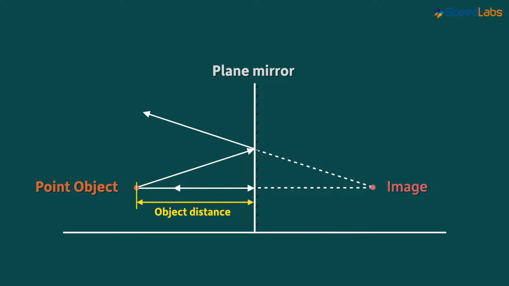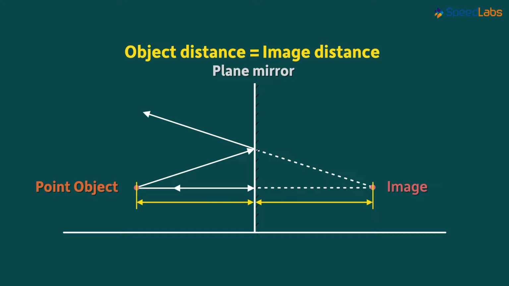But wait, there's something interesting here. Measure the distance between the object and the mirror and the distance between the image and the mirror. We notice that both are the same. This verifies one of the characteristics of images that we saw in our previous video.